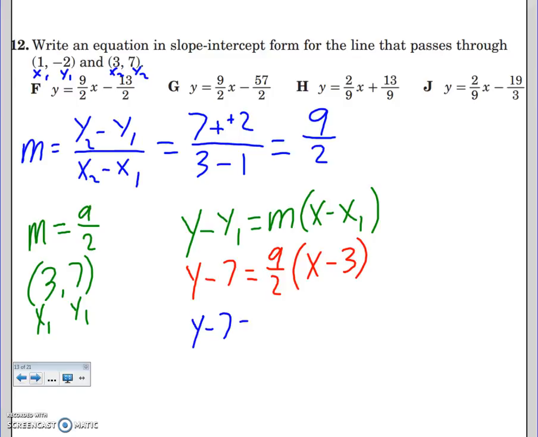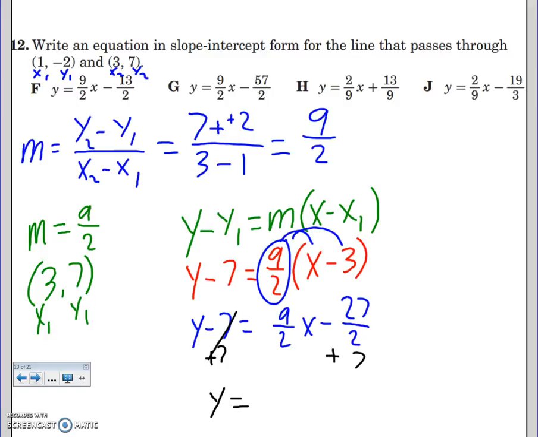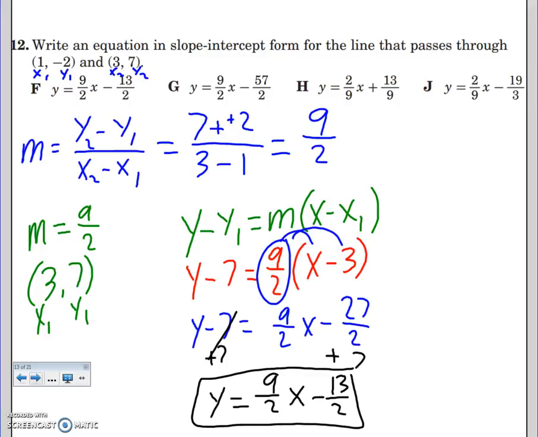Y minus 7 equals, distribute this, 9/2 x minus 27 over 2. And then last, add 7. You can use a calculator for that. So that's minus 13 over 2. That's the answer. That is 9/2 x minus 13 over 2. That is F. Good.